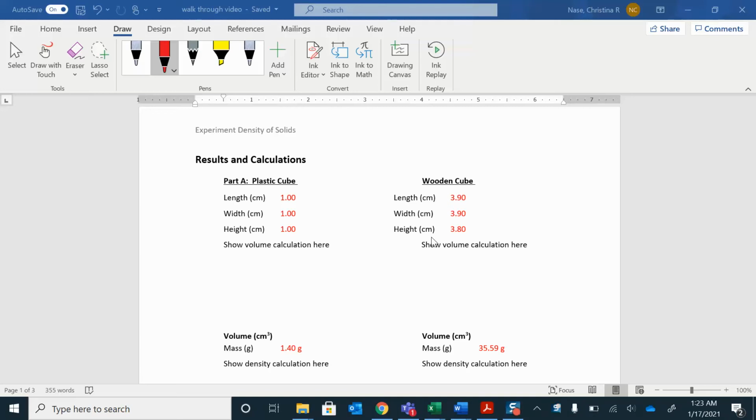Analyze some sample data for our density lab. So in this lab, you had two cubes and you measured the length, the width, the height of the cube. So here's my data. I got 1, 1, and 1. And I used a different cube. This one wasn't in the lab kit.